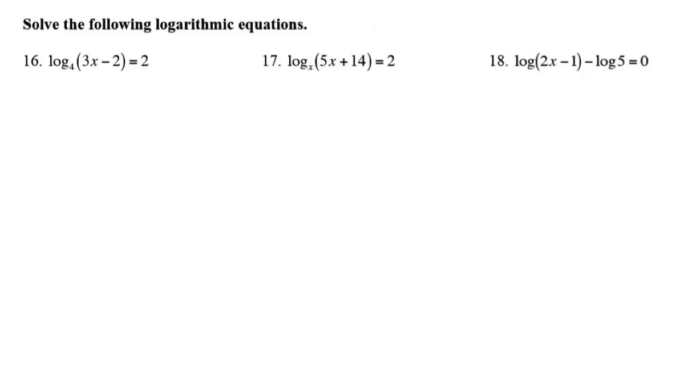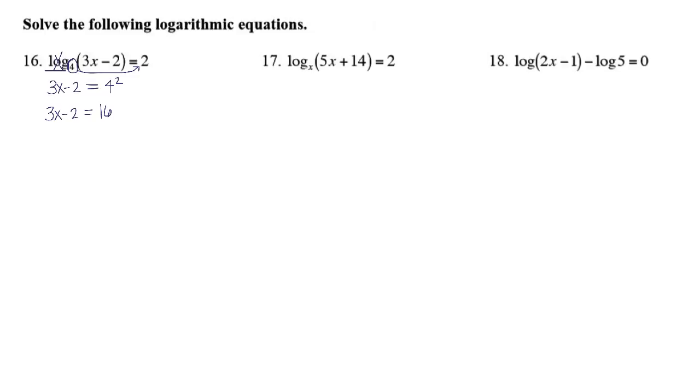Now we're going to look at solving logarithmic equations. And sometimes we have to expand and condense problems, and sometimes we don't. For number 16, we don't on this one because we have a single logarithm on one side. And so what we're going to do is we're going to remove that logarithm by taking our argument, 3x minus 2, and we're going to say that's equal to this base raised to this power. So it's going to be equal to 4 squared. And so we have 3x minus 2 equals 16.